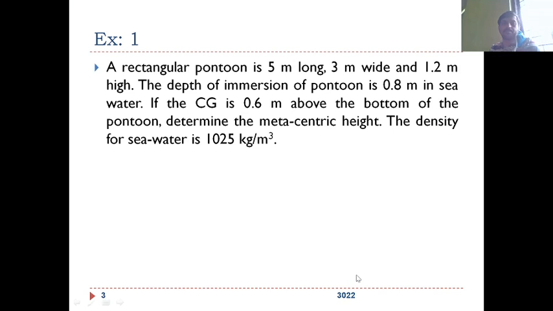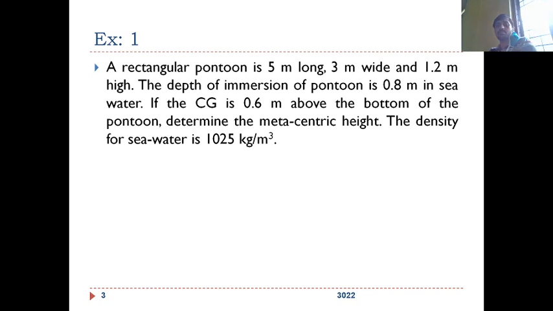Metacentric height. A rectangular pontoon is 5 meter long, 3 meter wide, and 1.2 meter high. The depth of immersion of the pontoon is given. It is a floating structure made of wood mostly. That is a pontoon. You need to determine the metacentric height.